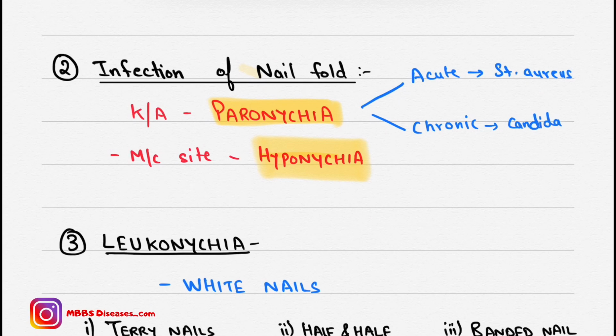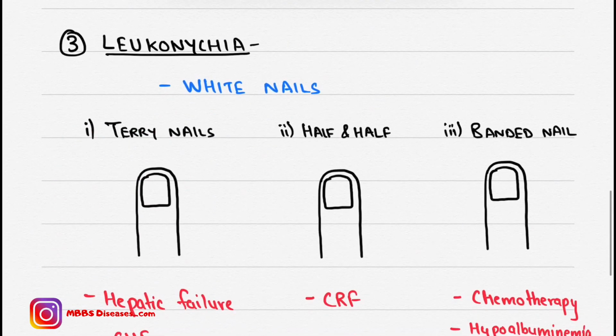Now coming to another one, which is leukonychia. What is leukonychia? Leukonychia is whitening of the nails. There are three types of whitening, which can be named as terry nails, half and half nails, and banded nails. As the name suggests, terry nails involve the whole of the nail. When the whole nail is involved, it is known as a terry nail.